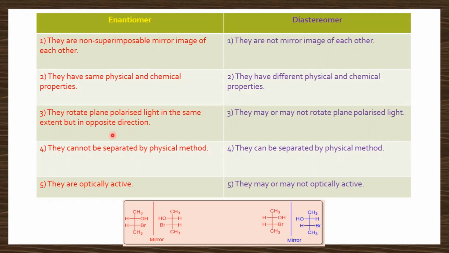Then the third point is that enantiomers rotate plane polarized light to the same extent but in opposite directions. One rotates to the right-hand side while the other rotates to the left-hand side. While diastereomers may or may not rotate the plane polarized light. They may or may not be optically active.